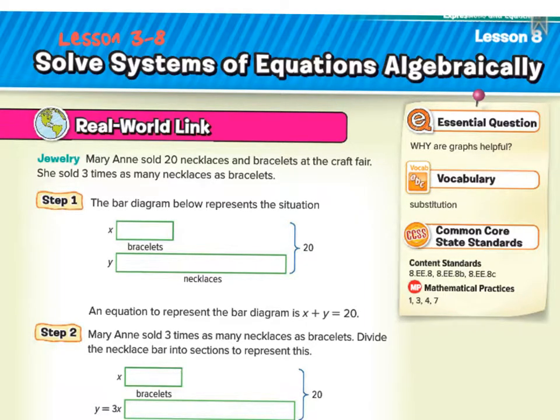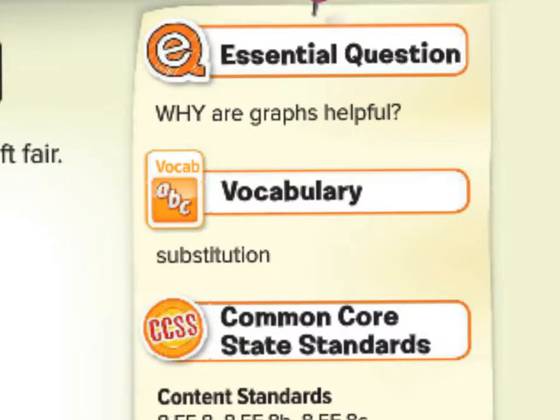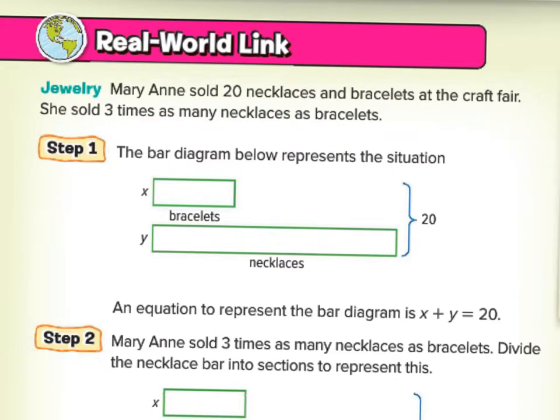Hello everyone, welcome to lesson 3-8, Solve Systems of Equations Algebraically. We will continue to address the question, why are graphs helpful? And the vocabulary for today is substitution. Let's take a look at a real-world example of systems of equations.